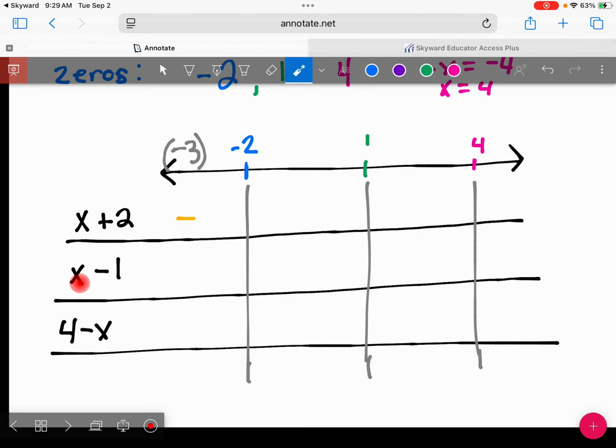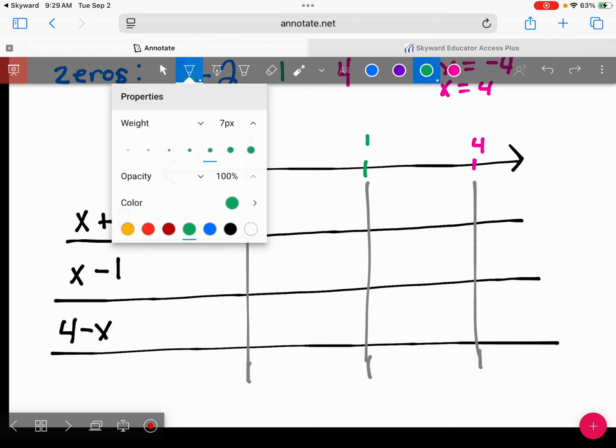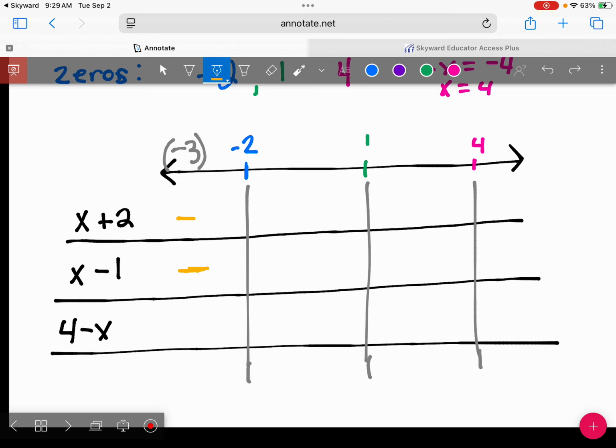What about on this one? If I had negative 3 minus 1? Negative. What about on this one? 4 minus negative 3? Positive.